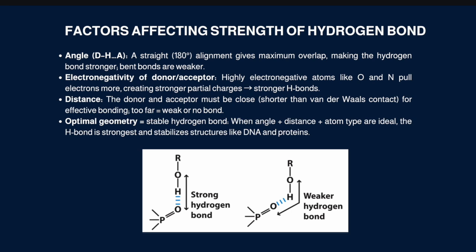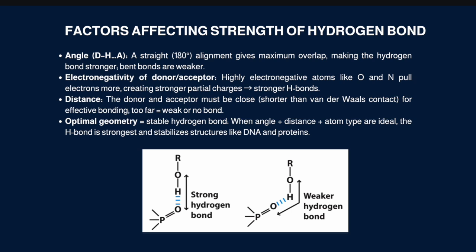So straight will form proper overlapping, less repulsion. Next is the electronegativity of the donor or acceptor atom. So highly electronegative atoms like oxygen and nitrogen pull the electrons more, creating stronger partial charges. That's the main reason hydrogen bonds are formed, because hydrogen itself is partial in nature, so it is easy for it to form a bond with a highly electronegative atom. Now distance. The distance between the donor and acceptor must be close. It must be shorter than van der Waals contact for an effective bond. Too far means a weaker bond. So it is also dependent on the distance. The less the distance, the stronger the bond.